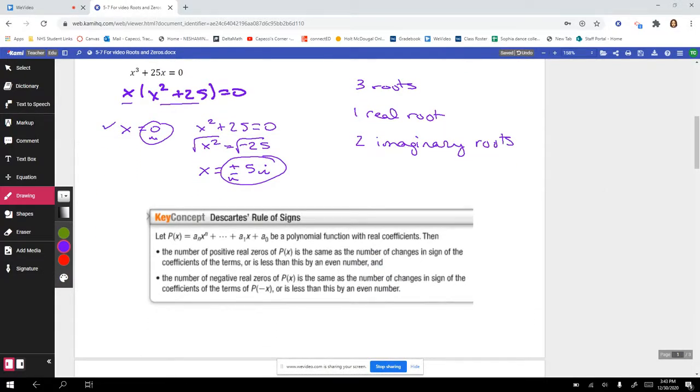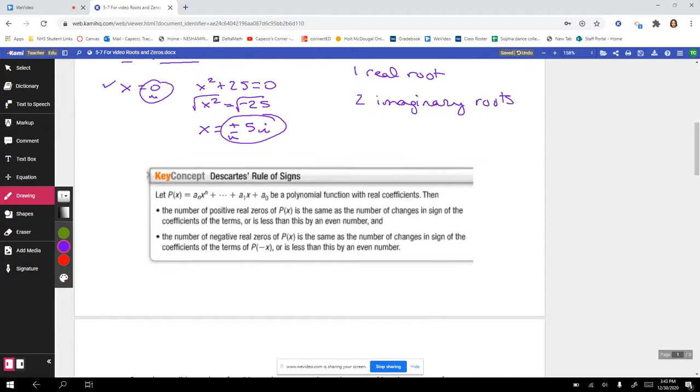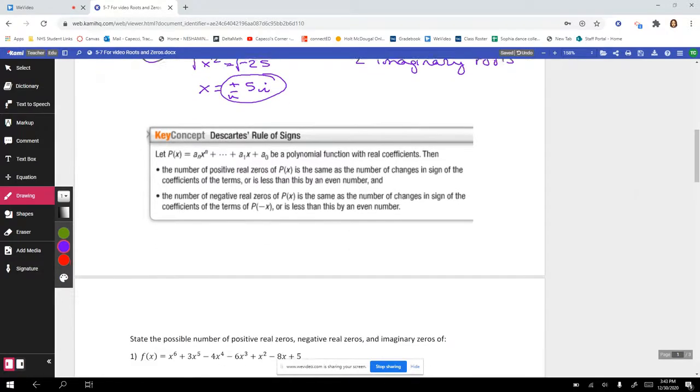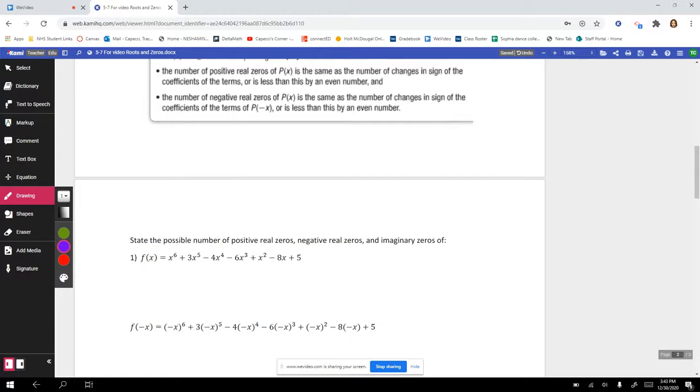So we're going to talk about Descartes' rule of signs. The wording for this is a little bit tricky, so we're going to come back to it. We're going to work on a problem, and then we're going to come back to it, okay? And we'll talk about it in the first example. So first thing we have to do is state the possible number of positive real zeros, negative real zeros, and imaginary zeros.